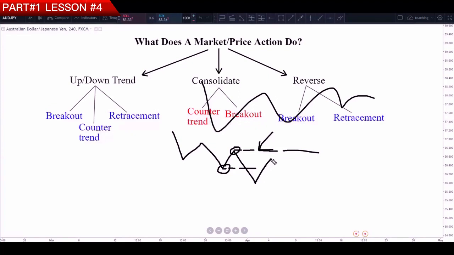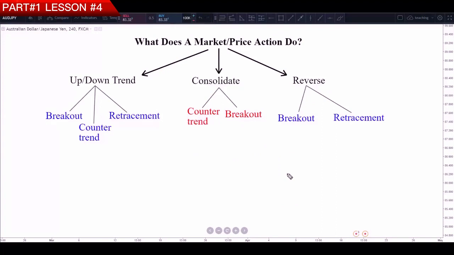So what we would be looking for is a pullback that doesn't break above that previous resistance level and then the trend to continue by breaking below the previous low. So this is the way we're going to be looking at trending markets. Now that we've defined that, now that we've taken a look at trending markets, let's talk more now about breakout trades, retracement trades, and counter trend trades.